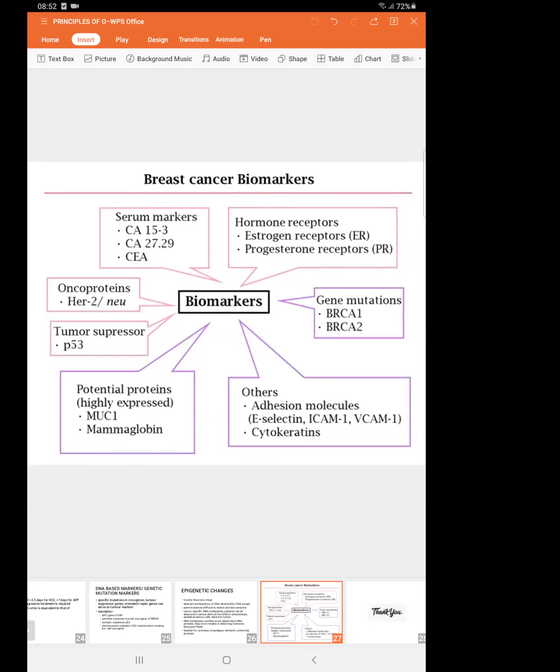prognosis. Genetic mutation markers are BRCA1 and BRCA2, and novel serum markers are CA15-3 and CA27-29, where CA27-29 is more sensitive than CA15-3. Some potential protein markers which are highly expressed are MUC1 and mammaglobin, and other markers can be adhesion molecule markers, which can be E-selectin, ICAM1, VCAM1, and cytokeratins. So all these help in the molecular typing of carcinoma breast.